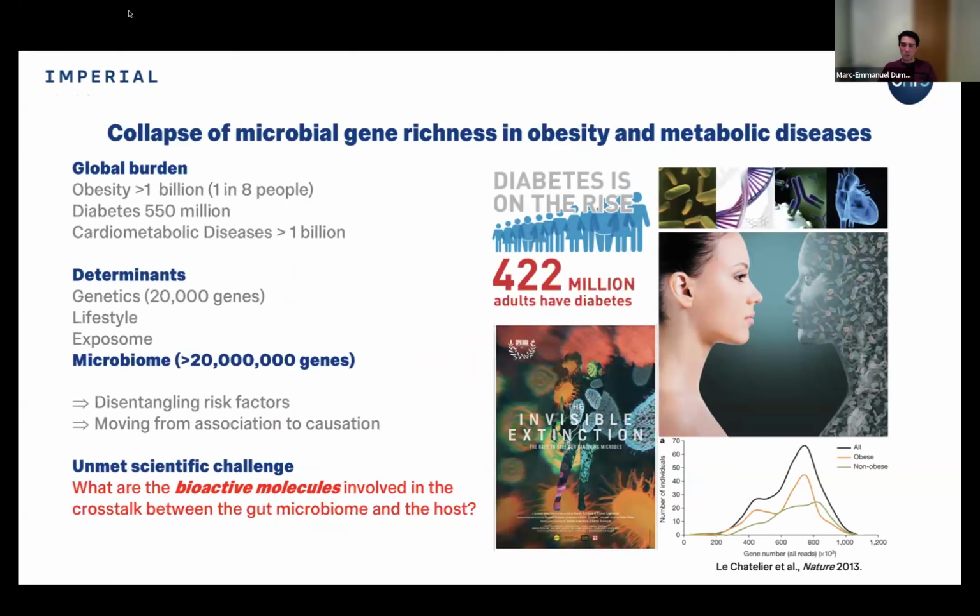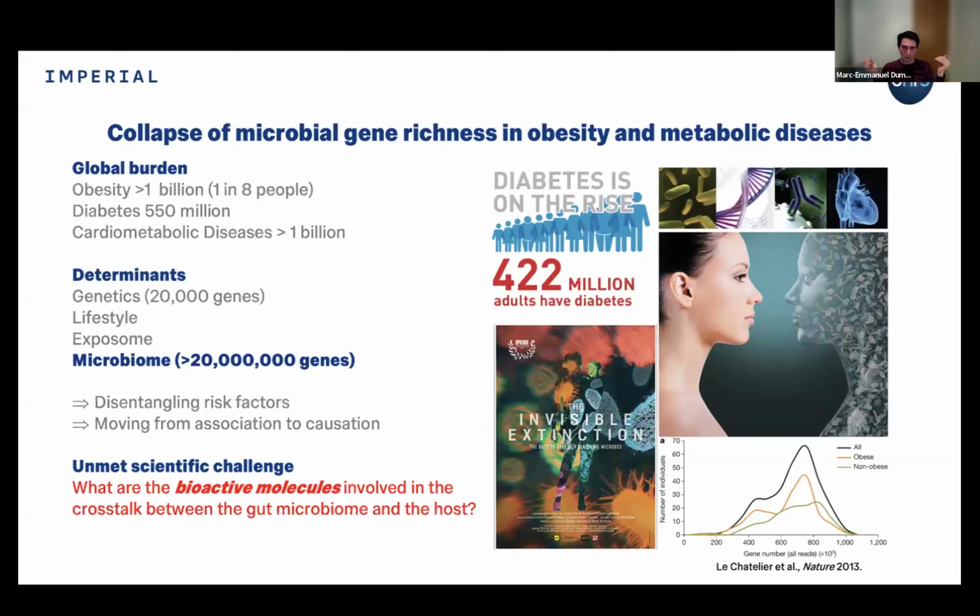So these were the original results. This is what we see here on the graph. And then in situations of obesity, there's a shift of that distribution towards the left. And then you're losing about 40% of this diversity in situations of obesity. So clearly we know about the burden of the metabolic diseases. We know about the determinants.